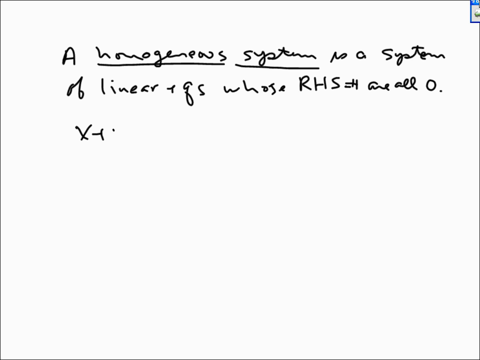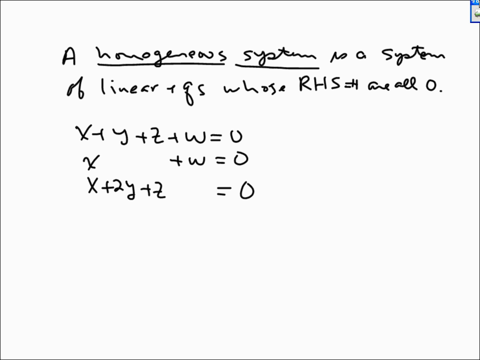Maybe you'll have x plus y plus z plus w is 0. That's the right-hand number. And x plus w is 0. And x plus 2y plus z is equal to 0. If you were to make up the matrix, the numbers in front of x's are all 1s. The numbers in front of y's are 1, 0, 2. In front of z is 1, 0, 1. In front of w is 1, 1, 0. And the right-hand side is 0.